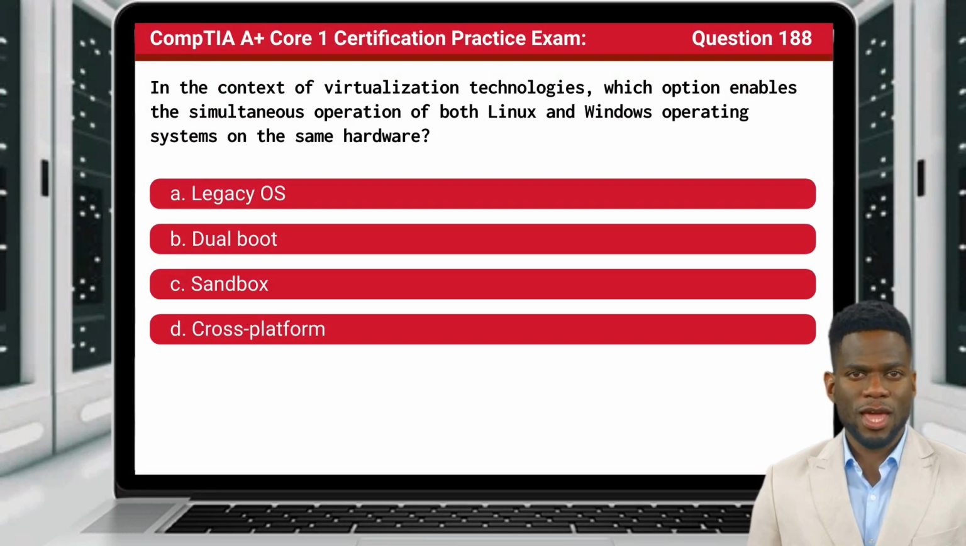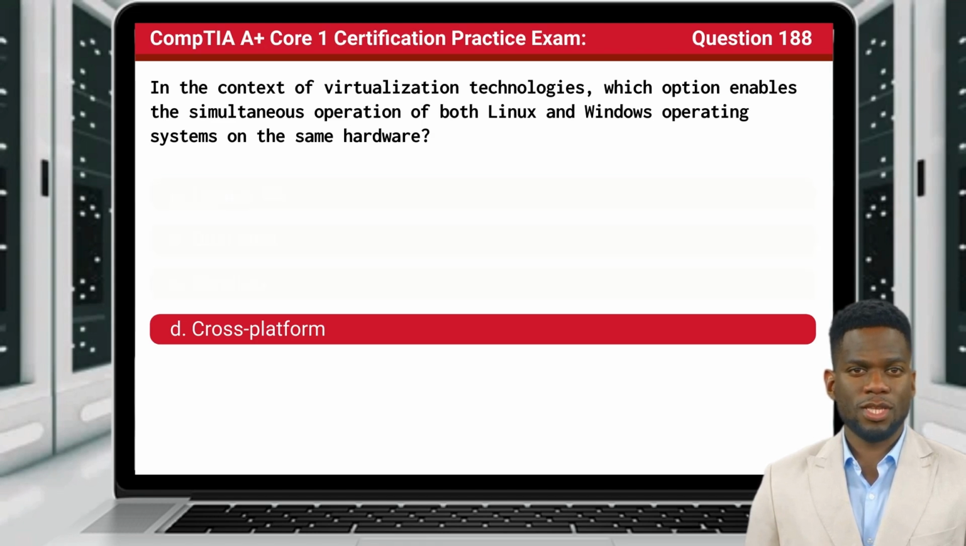Question 188. In the context of virtualization technologies, which option enables the simultaneous operation of both Linux and Windows operating systems on the same hardware? The answer is D. Cross-platform.